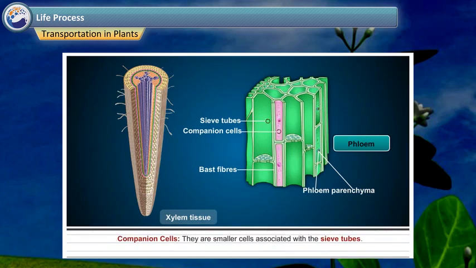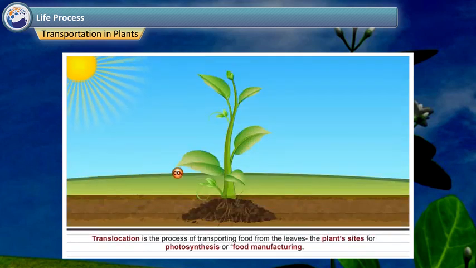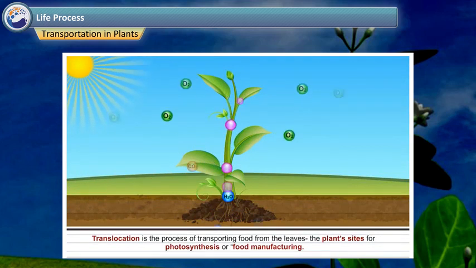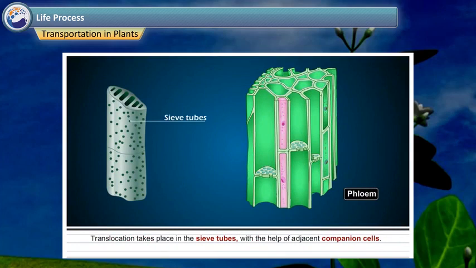Companion cells. They are smaller cells associated with the sieve tubes. They possess numerous mitochondria which provide source of energy and maintain metabolic activities for sieve tube elements. They have dense cytoplasm and elongated nucleus. It is in contact with the sieve tube cell through pores in the wall. Translocation is the process of transporting food from the leaves, the site of photosynthesis or photomanufacturing. Translocation takes place in the sieve tubes with the help of adjacent companion cells.